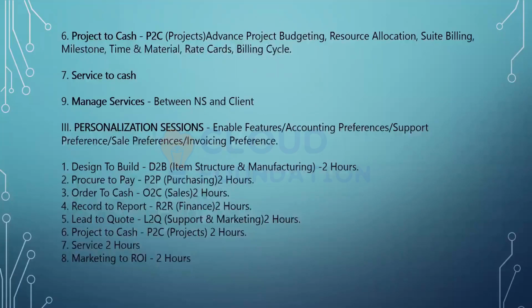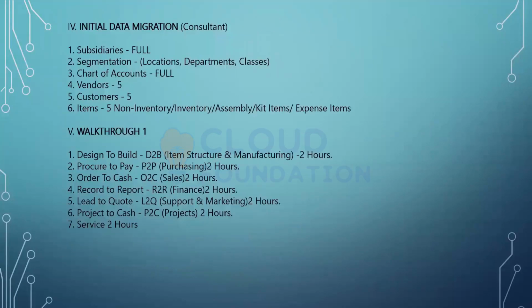So after the personalization sessions, then we have the initial data migration. Now, what is an initial data migration? We create the complete subsidiaries, which are your legal entities. Like I said earlier, the customer might be doing business from California, from Delaware, from Connecticut, from 3 or 4 different places. They have legal entities. So those are your subsidiaries.